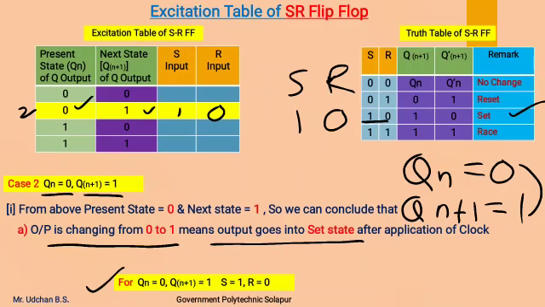So the conclusion is written over here of this explanation, that is for Qn 0, Qn plus 1 1, the S will be 1 and R will be 0.